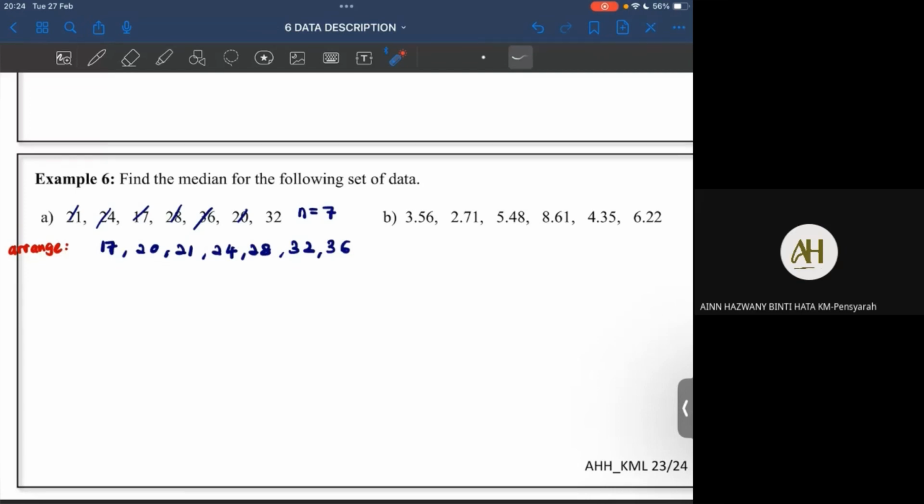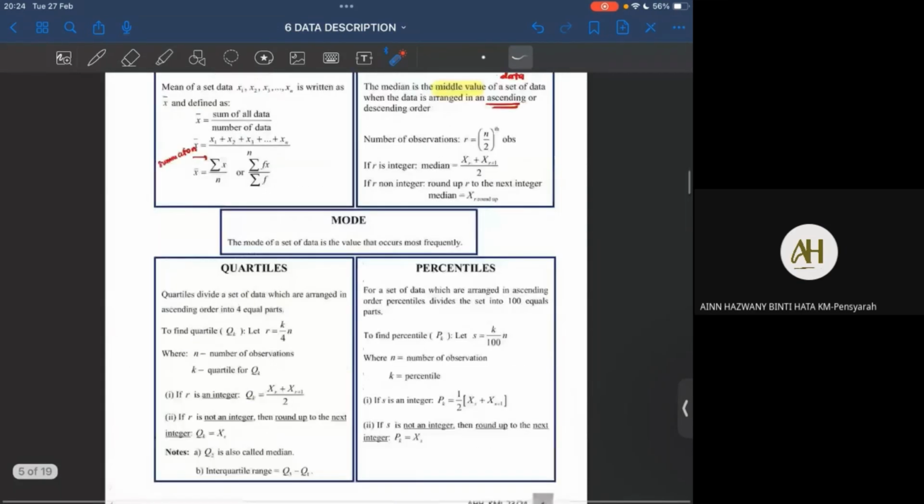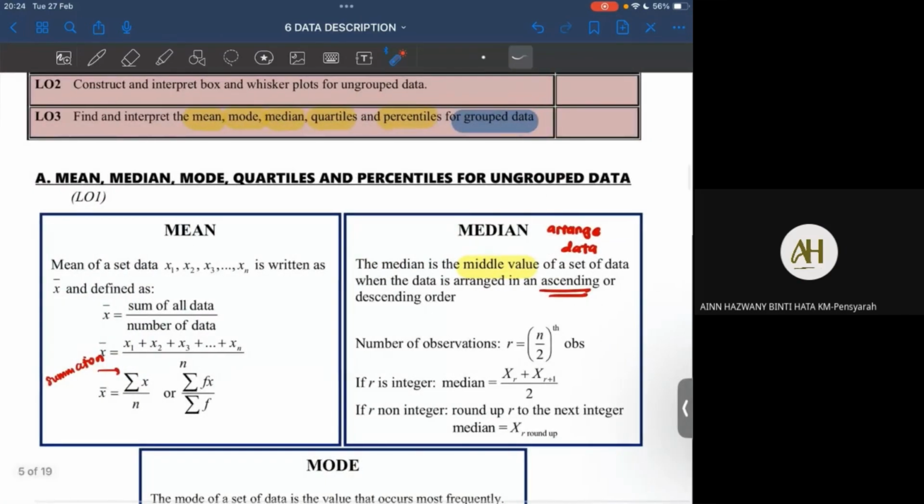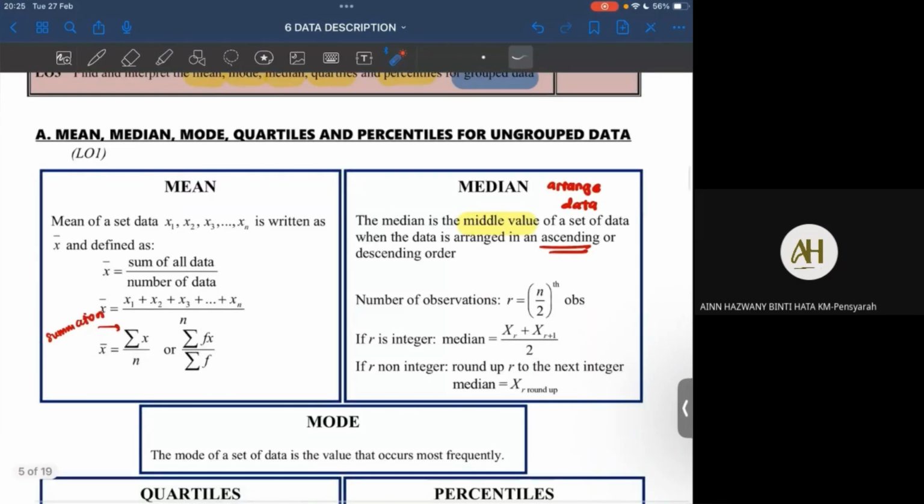Okay, so I want you to know the formula to find median for ungrouped data. So this is the formula. Okay, kita akan cari kita punya number of observation kita dulu. So, median. Okay, median maksudnya bahagi dengan 2 lah. So observation kita ialah ini, kita bahagi dengan 2. Number of n kita bahagi dengan 2. So how to find the median?